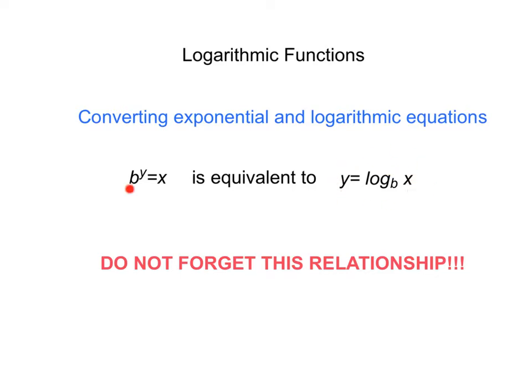Now this is a number raised to an exponent equaling x, and this number would be our base. This is read y equals log base b of x. So again, we're going to use this idea to solve for exponents. You notice that the exponent comes out front, because that's what we're solving for. Our base in this situation is our base of the log, and then our other number joins the log base b.